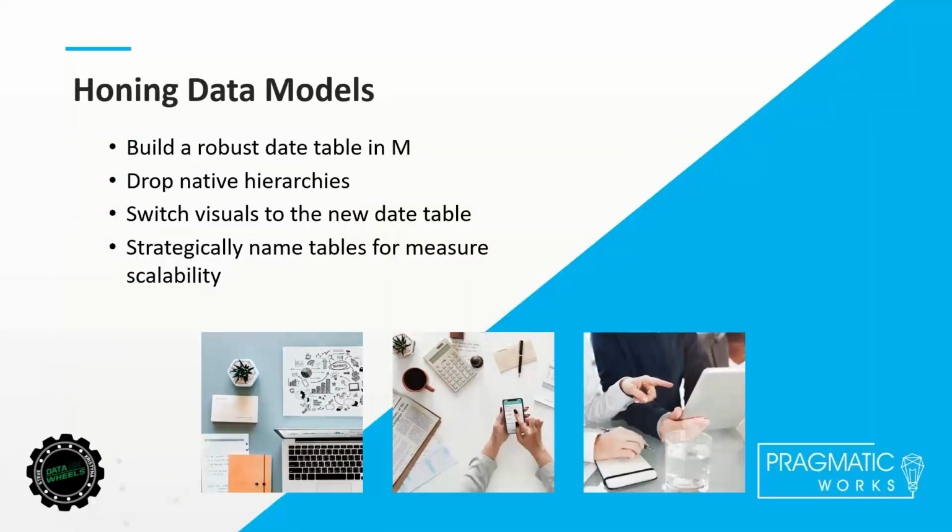All right, so honing in on data models. This is going to be our solution to those optimization problems. So essentially what we're going to do here is build out that robust date table in M. We're going to drop those native hierarchies, and we're going to switch visuals to the new date table.